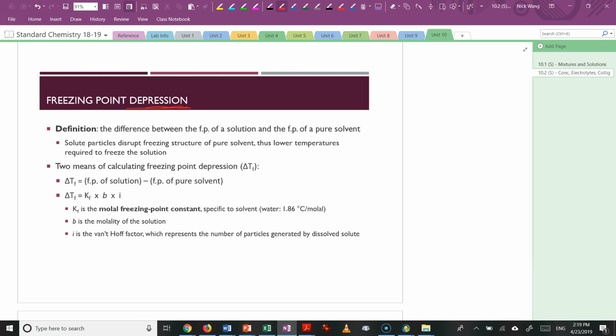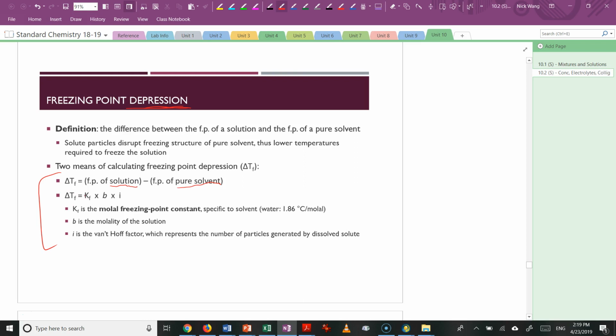Basically, you're going to have some formulas here. You might recognize some of these, but effectively, delta TF is the freezing point depression. This is the amount that it's lowered by. This can be calculated in one of two ways. You can either take the freezing point of your solution minus the freezing point of the pure solvent. So it's important to identify where your solution is and where your solvent is. You can take these two values and subtract them from each other. Or you can use this other formula.